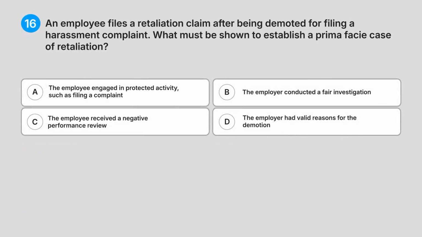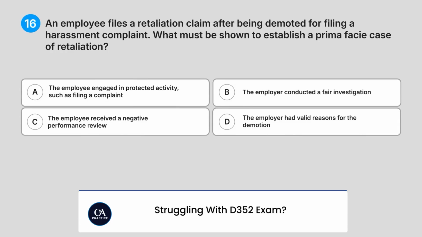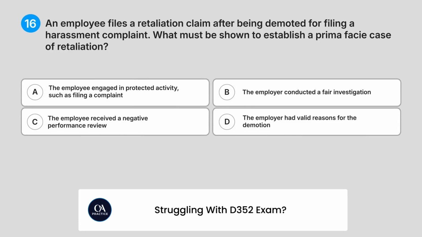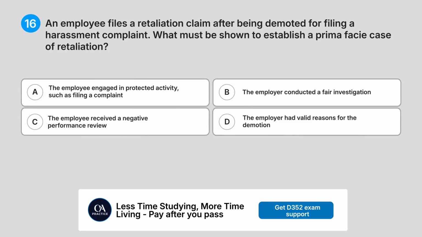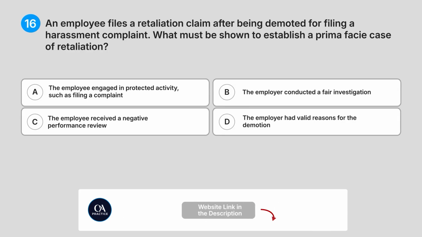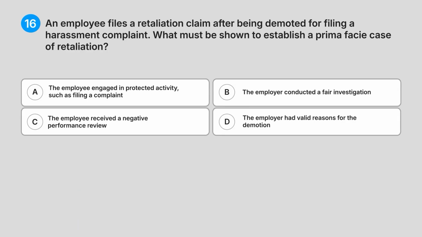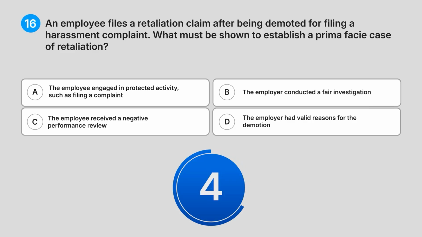16. An employee files a retaliation claim after being demoted for filing a harassment complaint. What must be shown to establish a prima facie case of retaliation? A, the employee engaged in protected activity, such as filing a complaint. B, the employer conducted a fair investigation. C, the employee received a negative performance review. D, the employer had valid reasons for the demotion. Can you guess the answer?